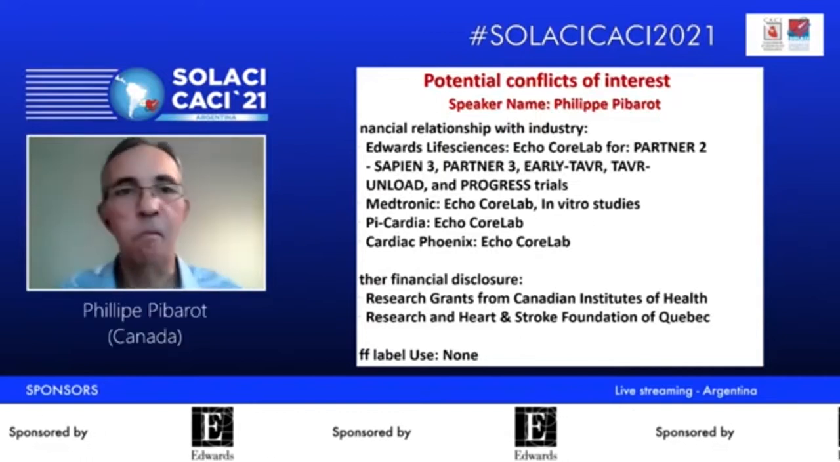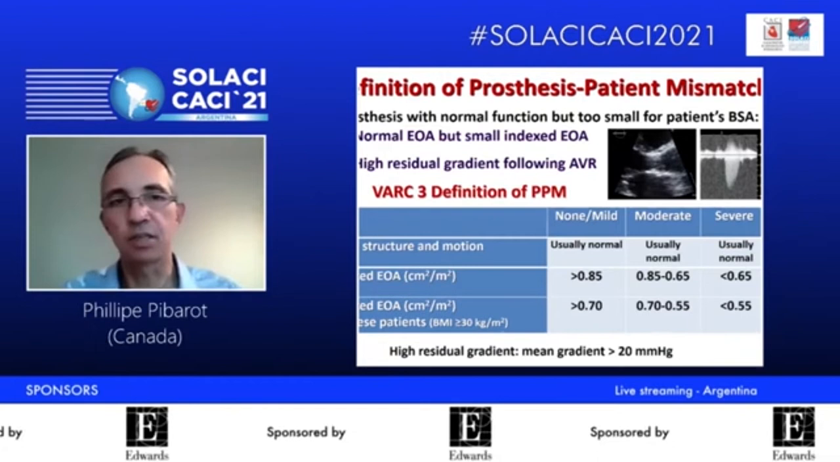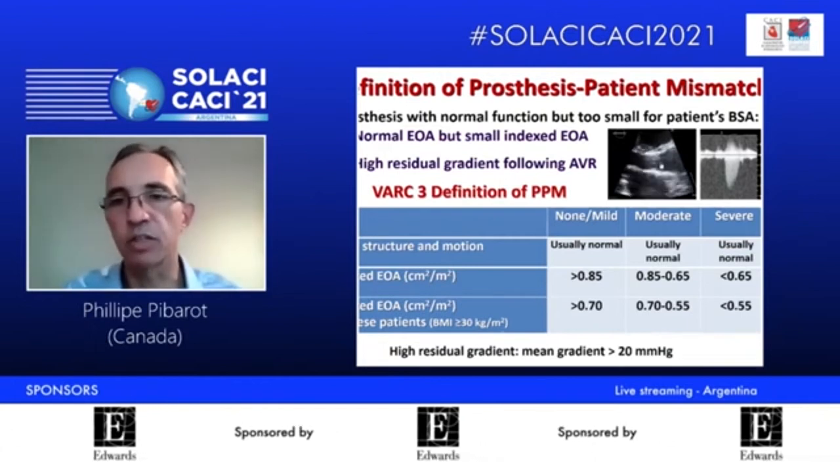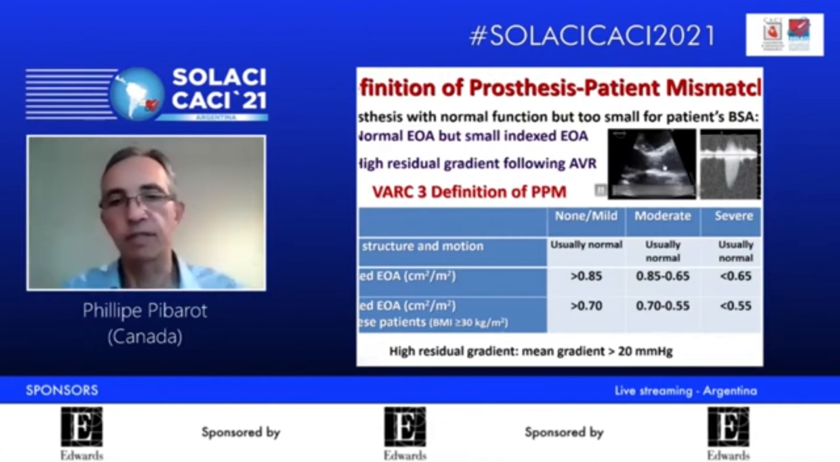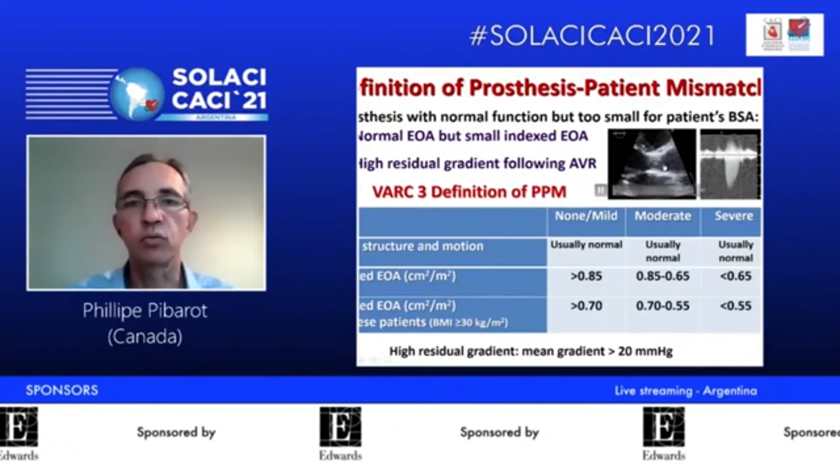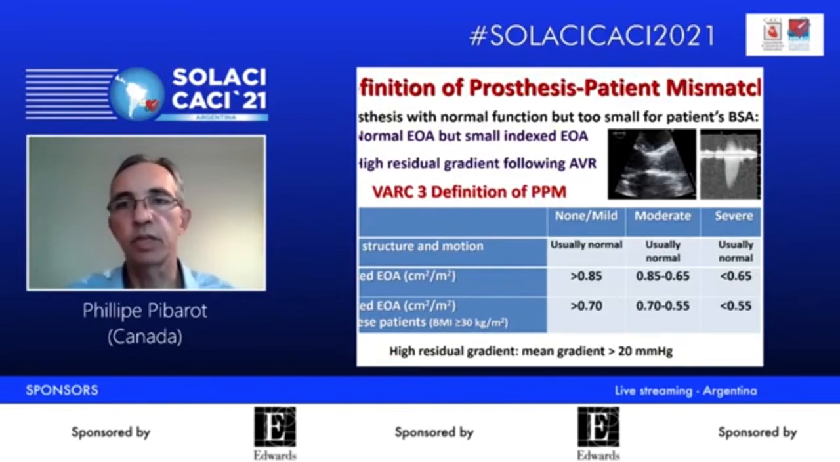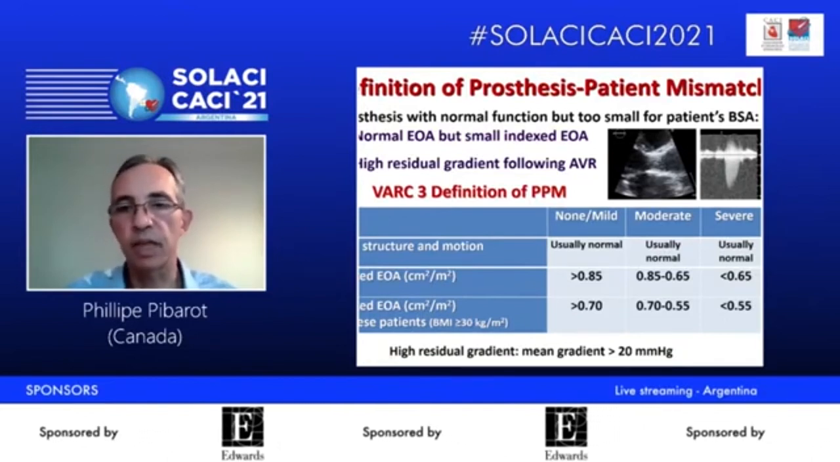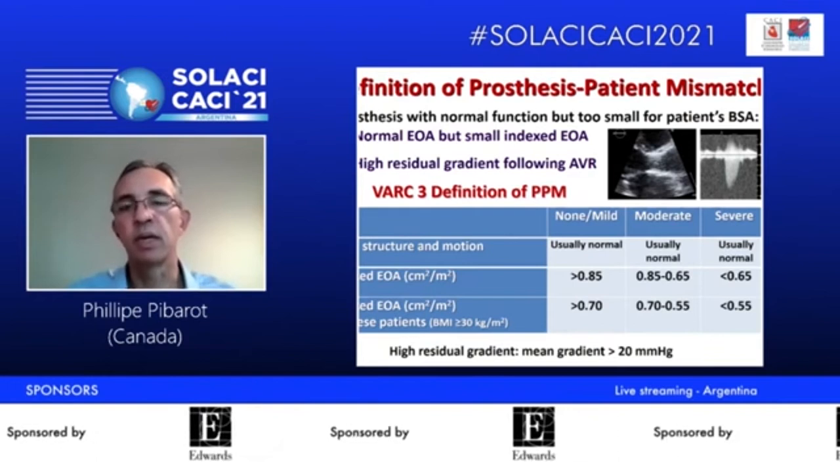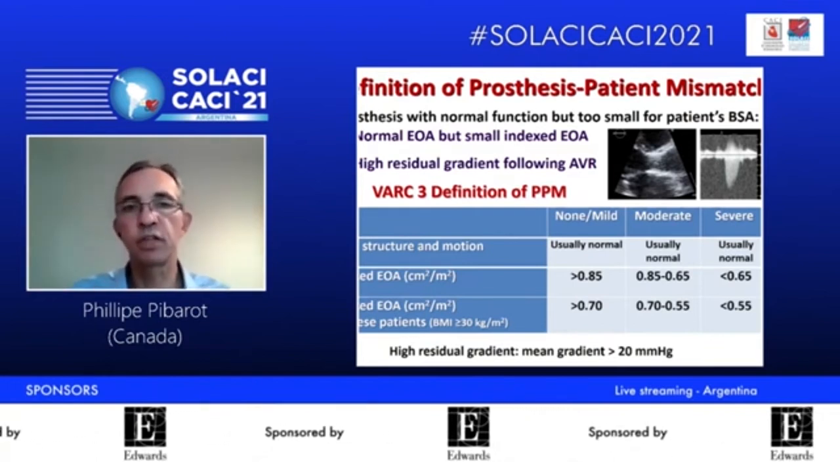So first we need to define what prosthesis-patient mismatch is. Adolfo explained it very well. It's a prosthesis that is functioning normally, such as this one, where the leaflets are thin and moving well. There is no dysfunction, no stenosis, but still there is a high gradient because the prosthetic valve EOA, effective orifice area, is too small for the patient's body size.